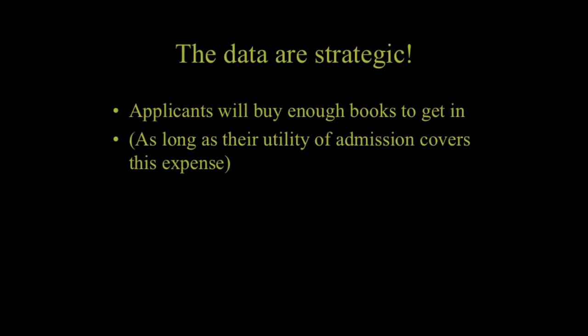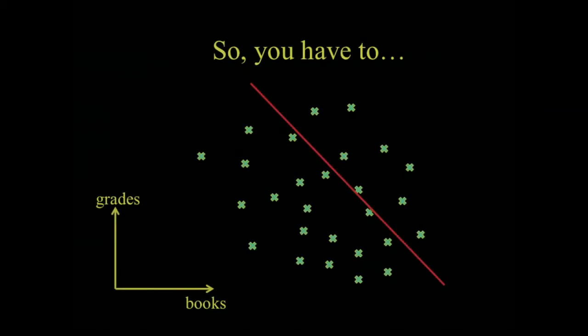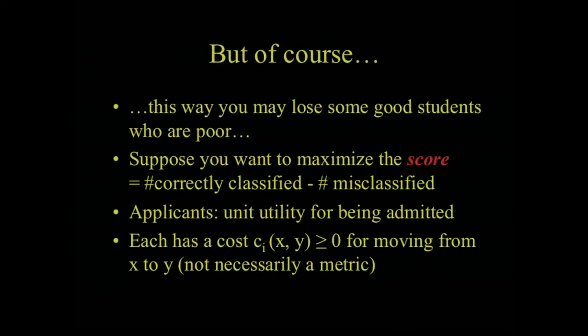So the problem is that data are strategic, and applicants will buy. I'm not talking about deception, I'm talking about truthfulness. They're going to pay $300 and buy 17 books and be done. So you have to do something like that, because otherwise you are in bad shape, and this way you are losing some good students who are poor.